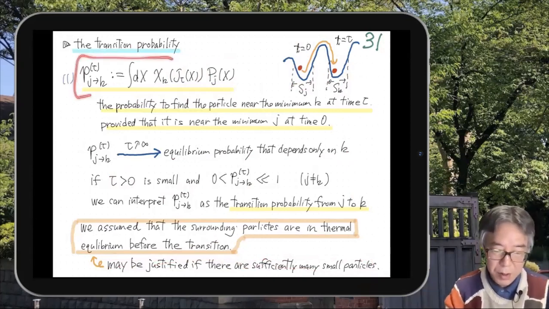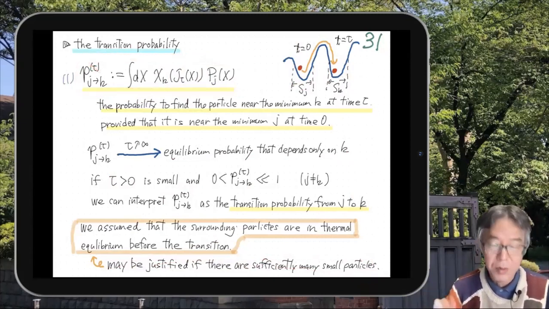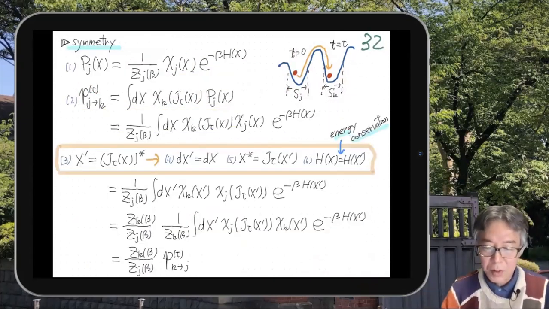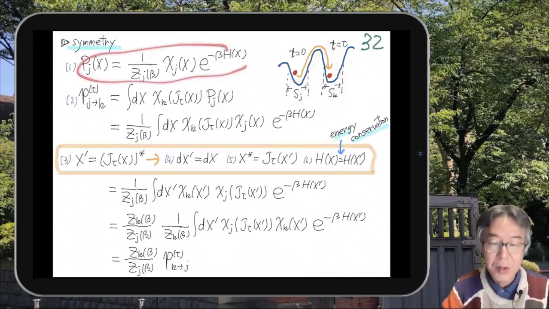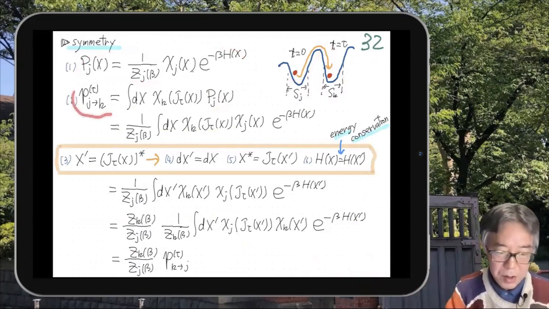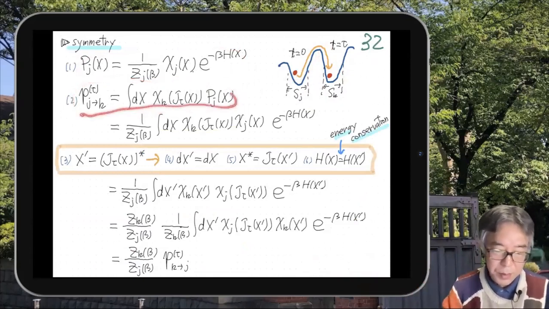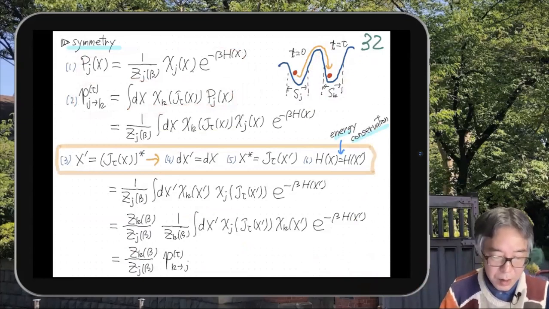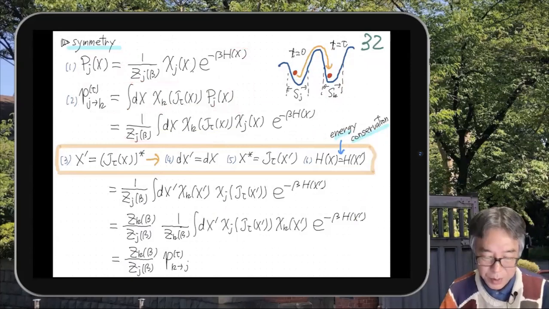But anyway, this is our definition. When tau is small enough, this can be interpreted as the transition probability. Then we want to derive the symmetry for this transition probability. So this is our initial state, the restricted canonical distribution. And this is, I just copied and pasted, our transition probability. I simply plug this in here, and this is our transition probability.